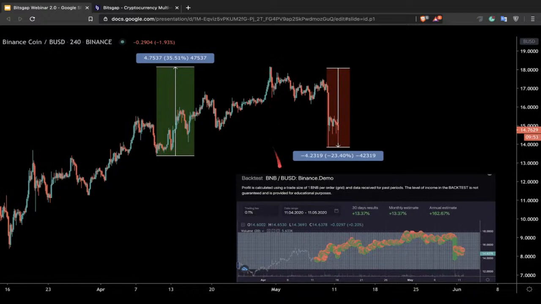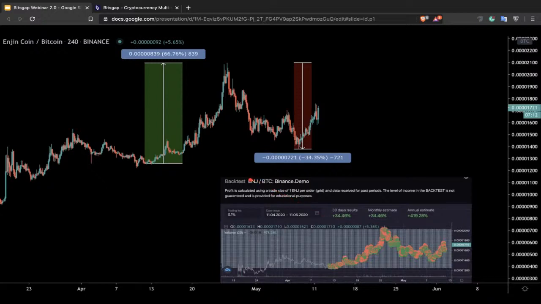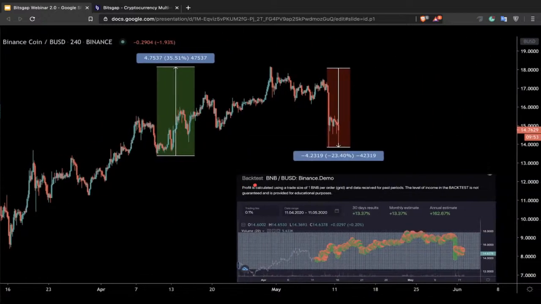Another example, it's BNB trading to BUSD. For that period, same period as in the previous example, the bot would only generate plus 13%. That's comparing with the 34% as we would have with NG. But here, from the point of inception up to the higher high, 35% appreciation, and the risk in this case is represented by the downside pressure, and that would be minus 23% from the highest high down to the current price here.